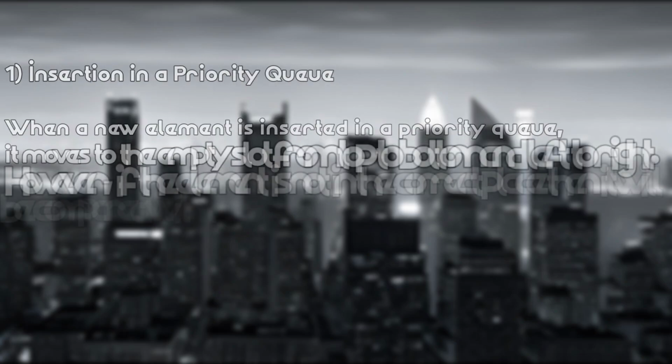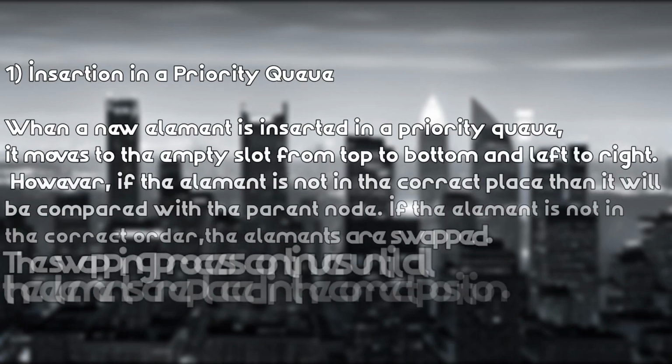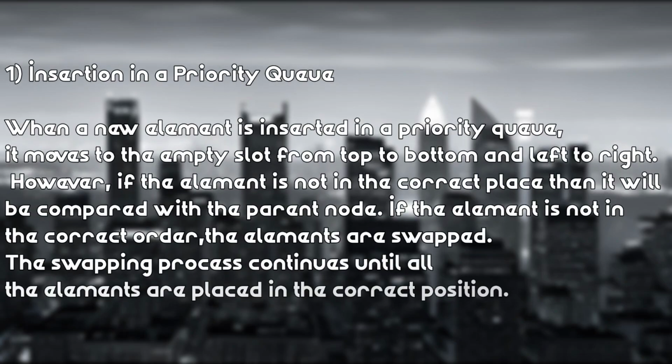1. Insertion in a priority queue. When a new element is inserted in a priority queue, it moves to the empty slot from top to bottom and left to right. However, if the element is not in the correct place, then it will be compared with the parent node. If the element is not in the correct order, the elements are swapped. The swapping process continues until all the elements are placed in the correct position.